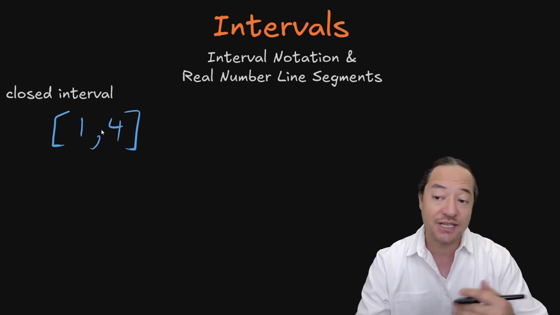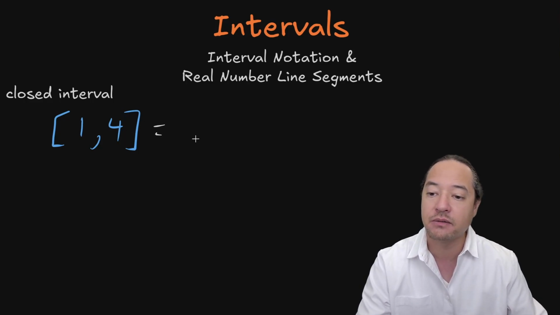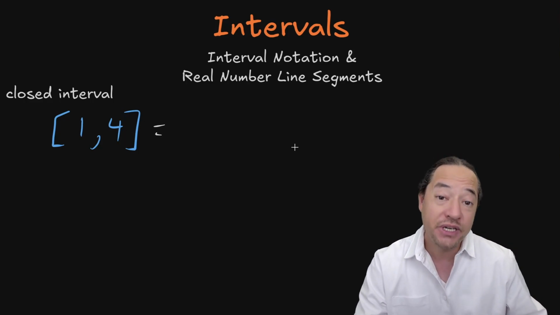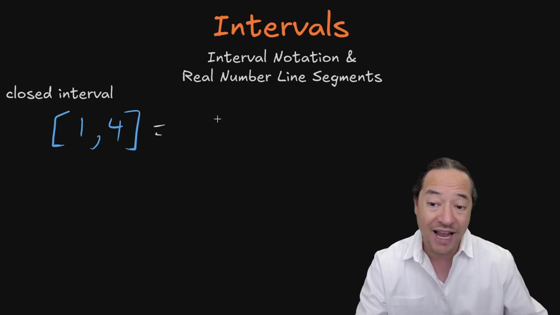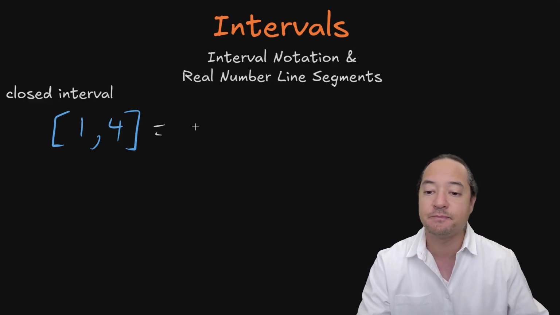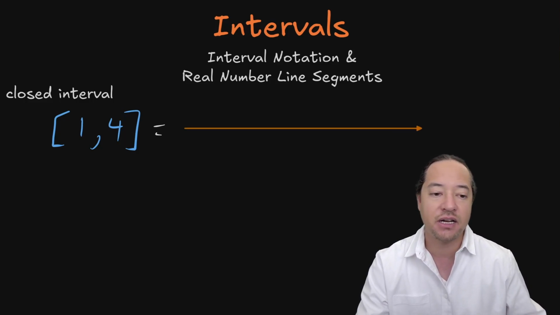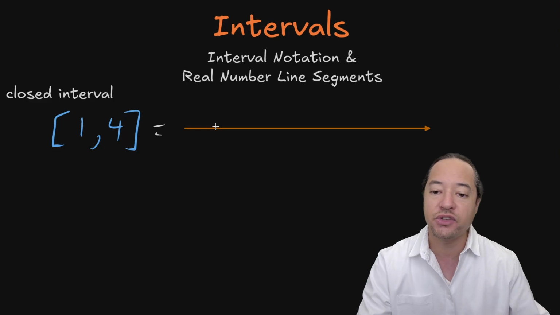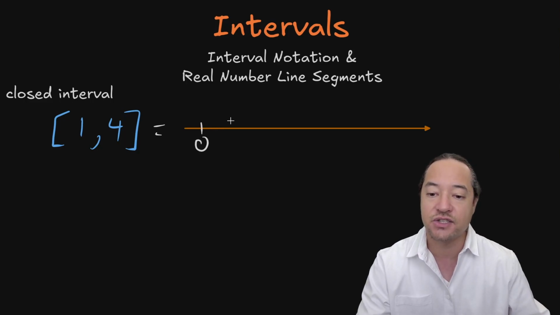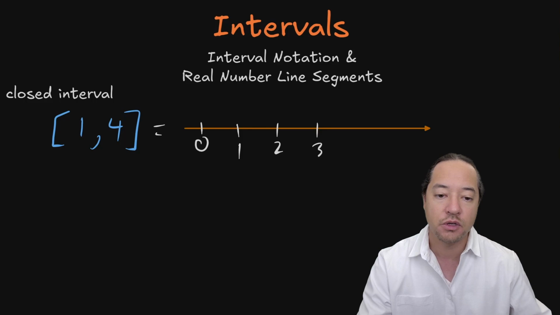We can also represent an interval using a real number line. So we can represent it graphically. Okay, so let's do that. Let's represent this on a real number line. So let me draw a real number line here. And let's say this is the origin. Here's the number 1, 2, 3, 4, and 5.